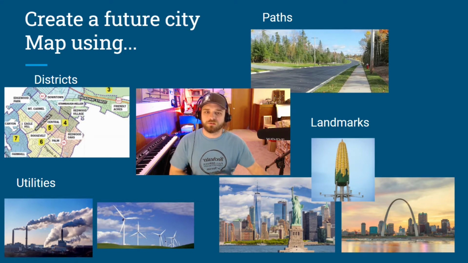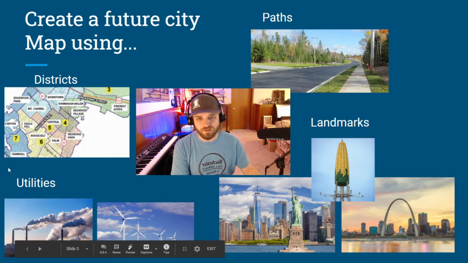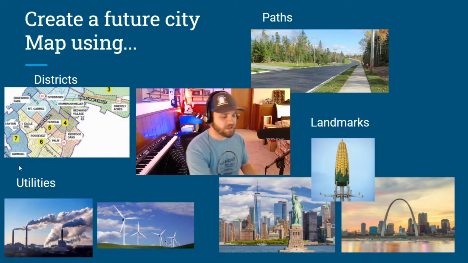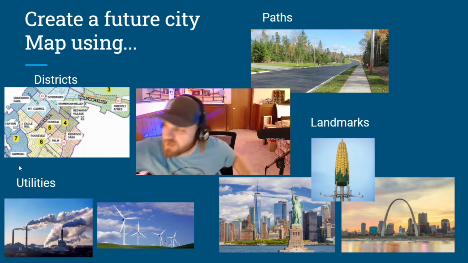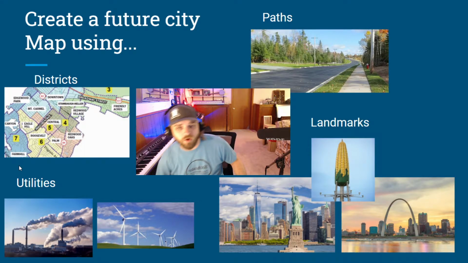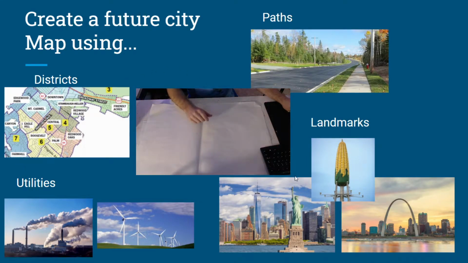So, just to review, your city is going to have paths, it's going to have districts, landmarks, and utilities. Okay, so I'm going to make one with you. If you're feeling a little intimidated, that's okay. We'll figure it out. It's not going to be as complicated as it sounds, and it's all going to come together. So let me aim my camera down here and make my picture bigger so we can draw together.